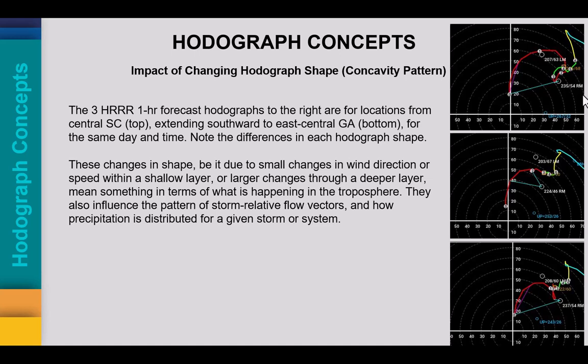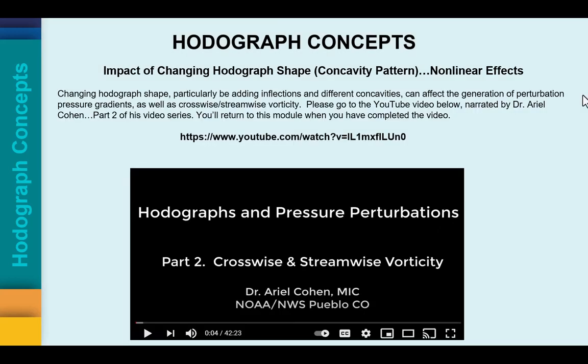These changes in shape, be it due to small changes in wind direction or speed within shallow layers, or larger changes through a deeper layer, mean something in terms of what's happening in the troposphere. They also influence the pattern of storm relative flow vectors and how precipitation is distributed for a given storm or system. Changing the hodograph shape, particularly by adding inflections in different concavities, can affect the generation of perturbation pressure gradients, as well as patterns of crosswise or streamwise vorticity.